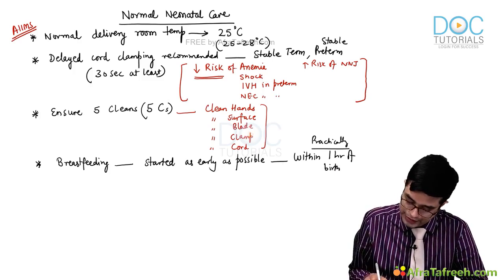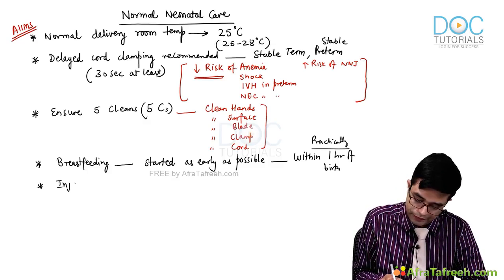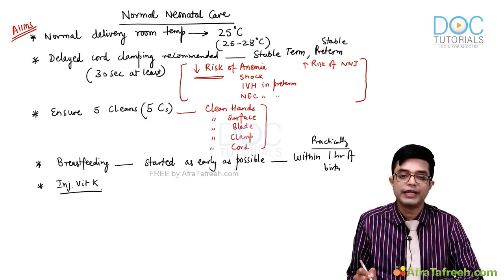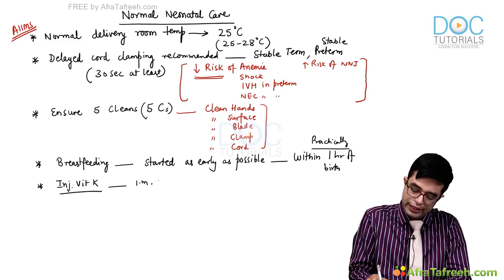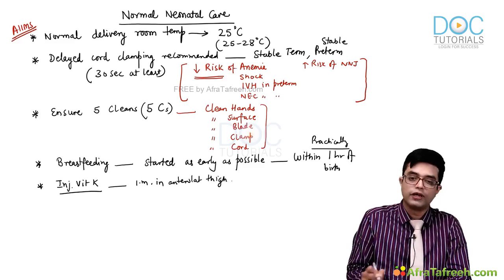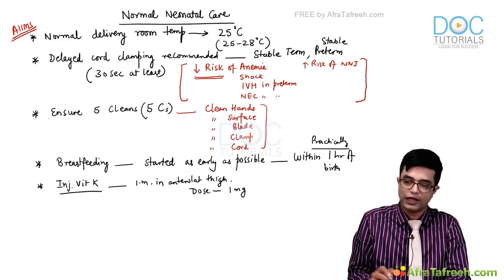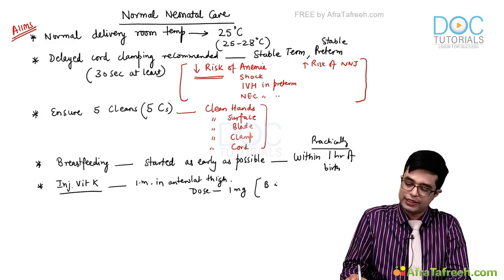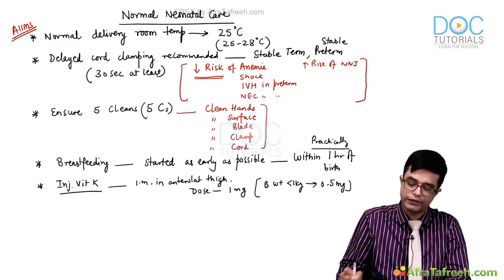Then all babies at delivery, at the time of birth, receive an injection of vitamin K. Vitamin K injection, according to Government of India, is mandatory for all institutional deliveries. It is given intramuscularly in the anterolateral thigh. What is the dose? The dose is 1 milligram, single dose. However, if the birth weight of the child is less than 1 kg, the dose becomes half, that is 0.5 milligram dose needs to be given.